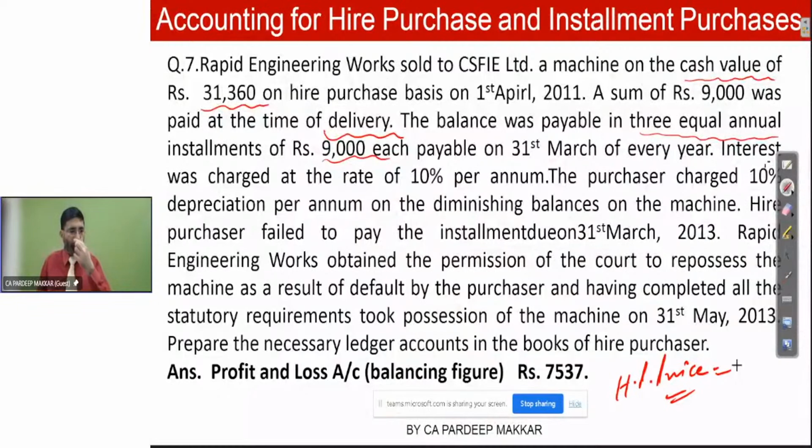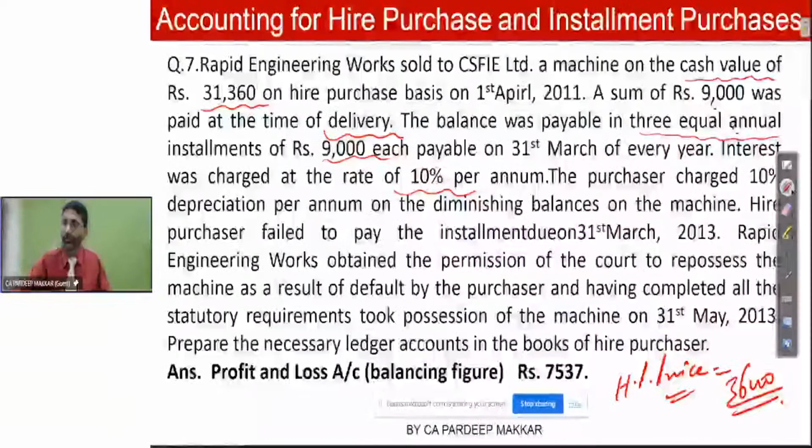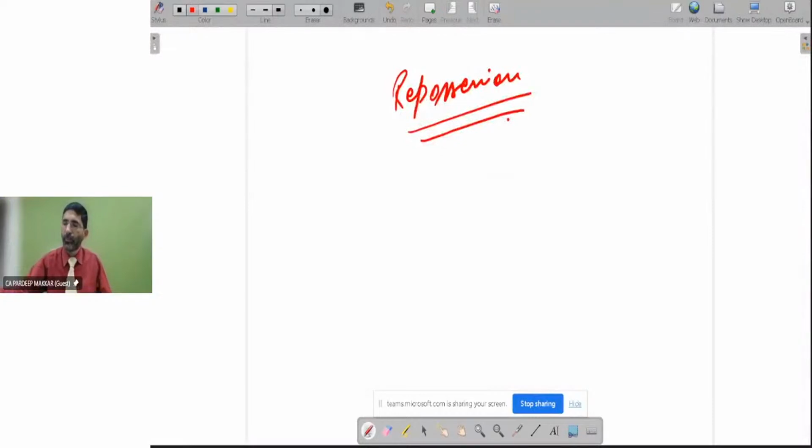We'll discuss about the depreciation of goods repossessed in this question itself. You need not worry. After getting the ratio, which amount is to be apportioned. Here the interest rate is given to you, so there is no need of making any other system. So it is 36,000, beta. This is the HP price. Now the rate of interest is given to you, 10% per annum. It is very easy to do. So let's start this question.